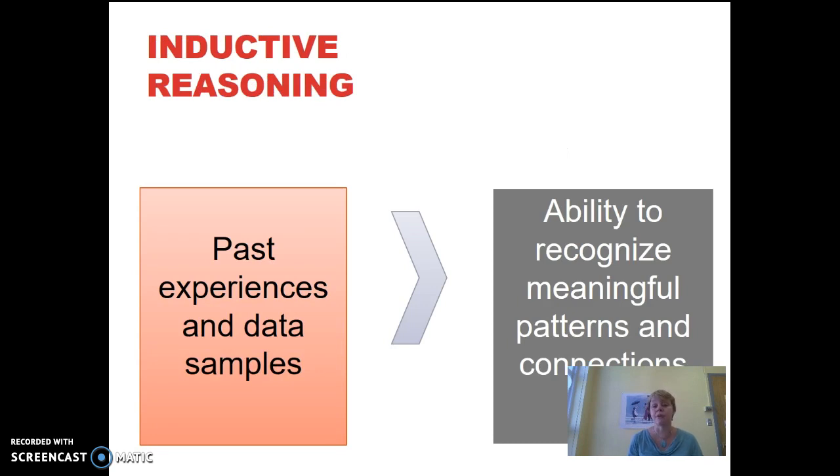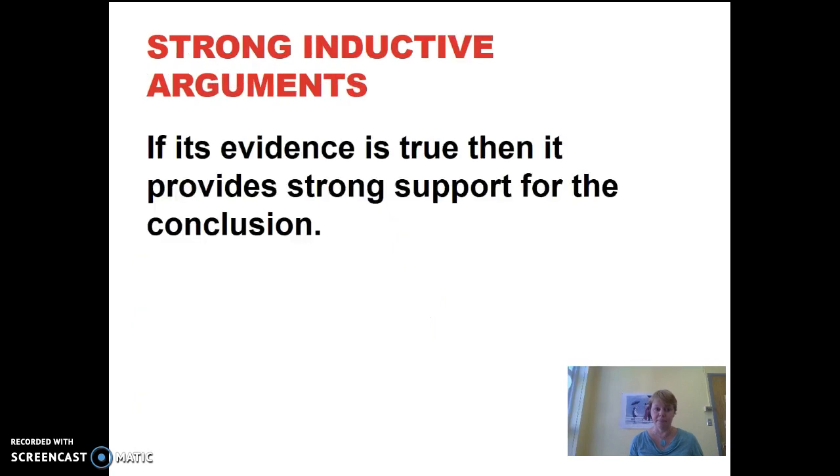The other type of argument is an inductive reasoning argument. How do we know things about the world around us? Inductive reasoning is based on your ability to recognize meaningful patterns and connections from either your past experiences or data samples from other people. For a strong inductive argument, the evidence will be true, and it provides strong support for the conclusion.